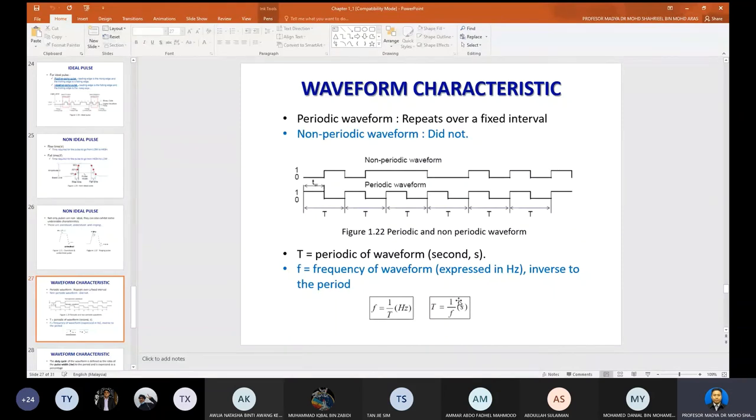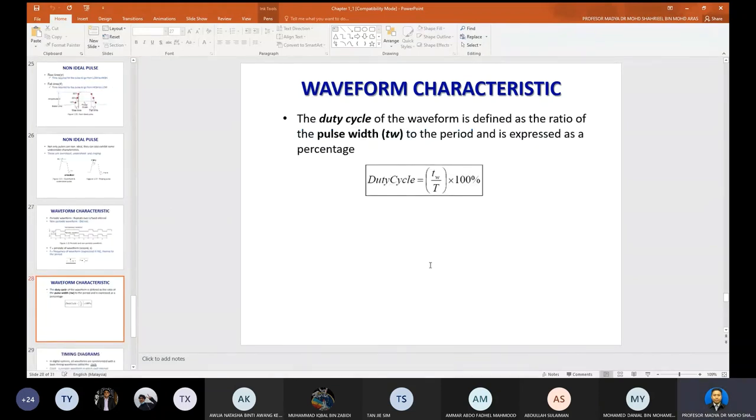To calculate the frequency and period, we can use this formula. For example, to calculate the frequency, 1 over T, and to calculate the period, 1 over F. The frequency is in hertz, and the period is in seconds. So this is standard. You have to remember this basic formula to calculate the period. From this one you can also change to calculate the frequency or the period. So it will be the same formula. Just remember this one: to calculate the frequency, 1 over T, and to calculate T, 1 over F. This is a basic formula that you have to remember.